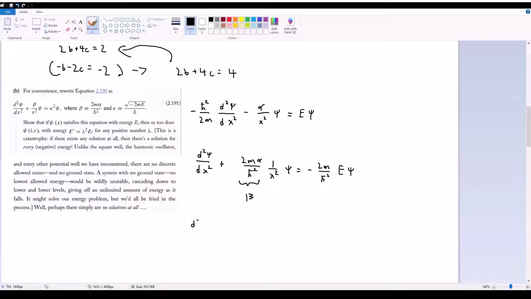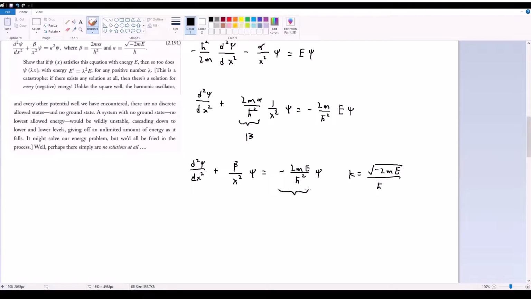So now I have d2 psi by dx squared plus beta over x squared, as we expect, times psi, and this is equal to negative 2mE over h bar squared multiplied by psi. Now over here, this term is just k squared, because k is equal to the square root of negative 2mE over h bar squared. So k squared is just going to be this term right here. So therefore we have d2 psi by dx squared plus beta over x squared times psi, and this is equal to k squared times psi.